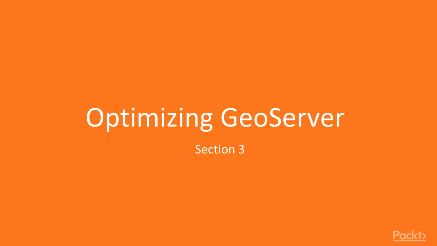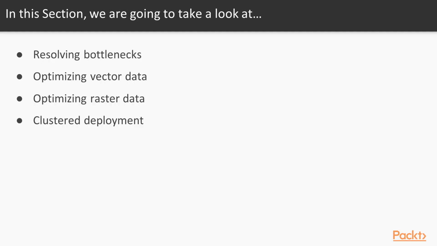Hi, and welcome to Section 3, Optimizing GeoServer. In this section, you will learn how to improve GeoServer reliability and speed by identifying instances when potential client demand outstrips hardware resources. First, you'll learn about bottlenecks and how they can be resolved. You'll learn how to optimize vector and raster data stores. And finally, we'll cover the basics of clustered GeoServer deployment.